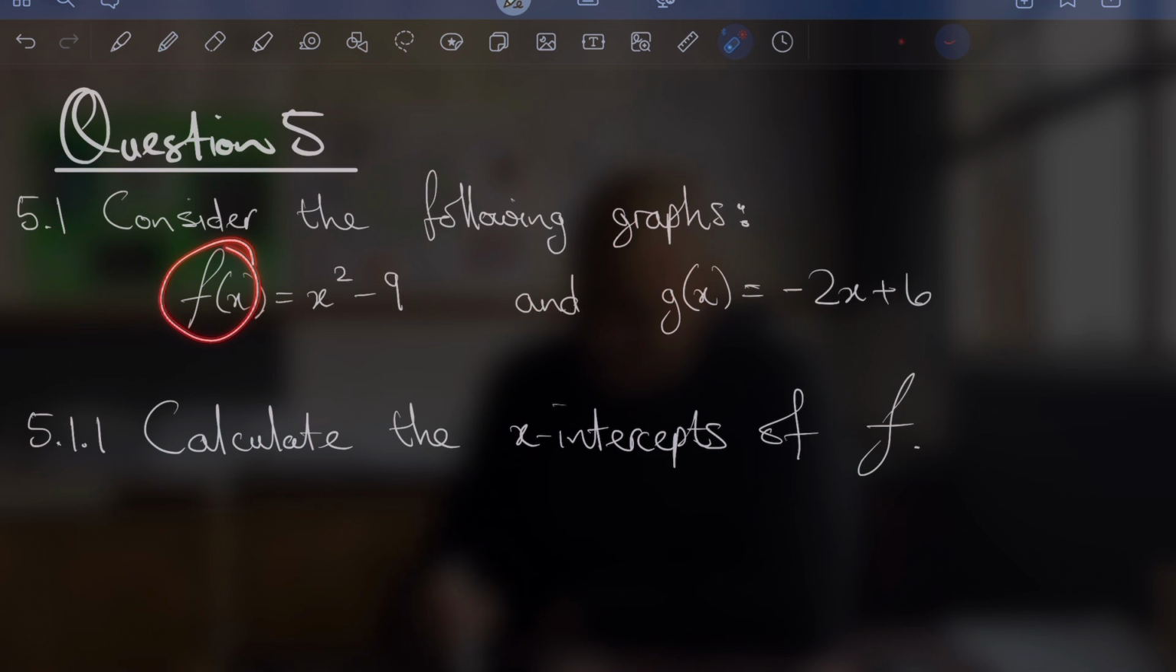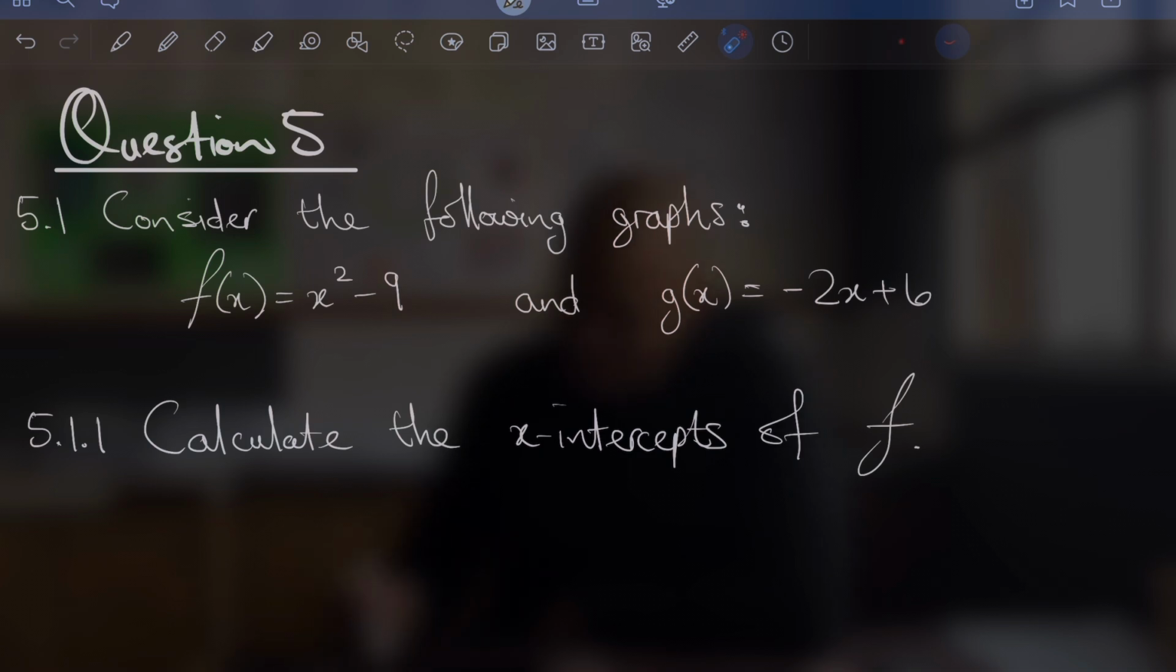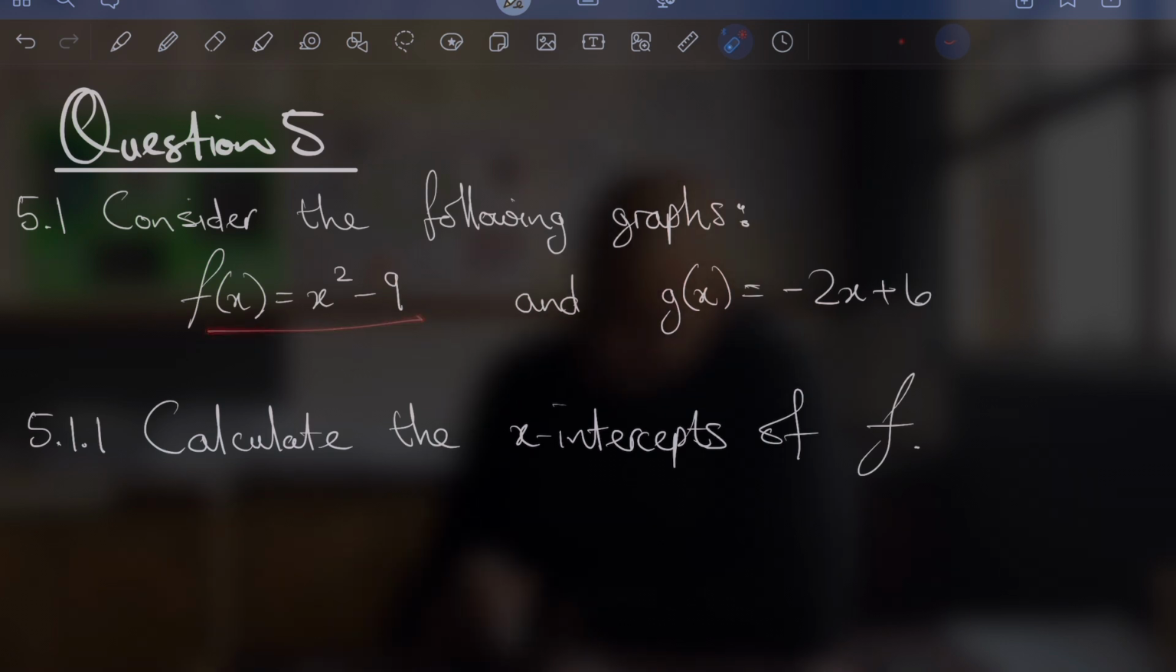F of x, of course, is a parabola. You should identify this as a parabola. It's a quadratic, x to the power of 2, so this has the form of a parabola or standard form. And then g of x is a straight line. Of course, it's a linear graph, x to the power of 1. So that can be identified as a linear graph, linear equation, a linear function, and this is a parabola.